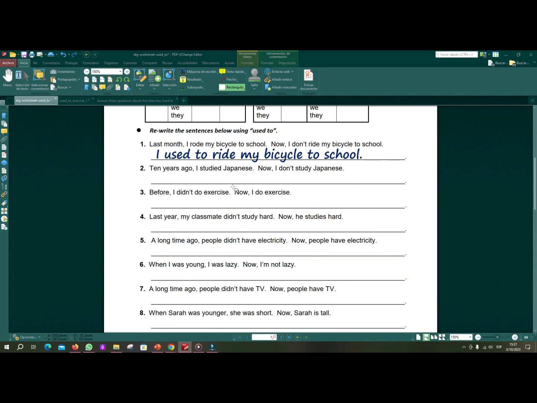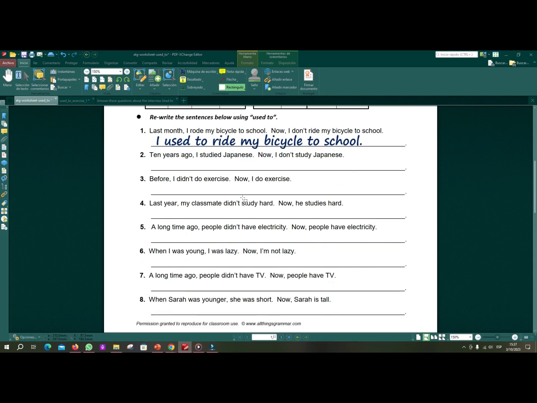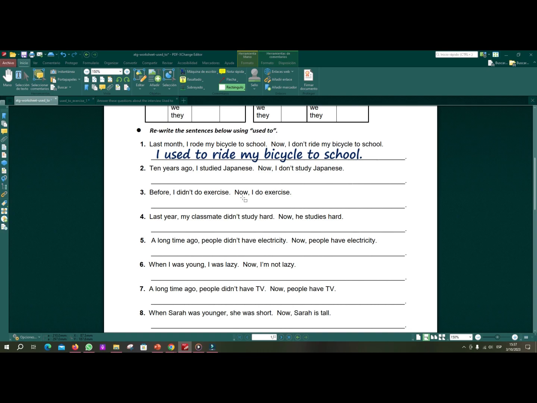So here you have the first exercise. It says, rewrite the sentences below using used to. Here you have, last month I rode my bicycle to school. Now I don't ride my bicycle to school. So you're going to read those sentences and you're going to write one using used to, right? Or maybe that will be negative. It depends on the action or the sentence that you have there.